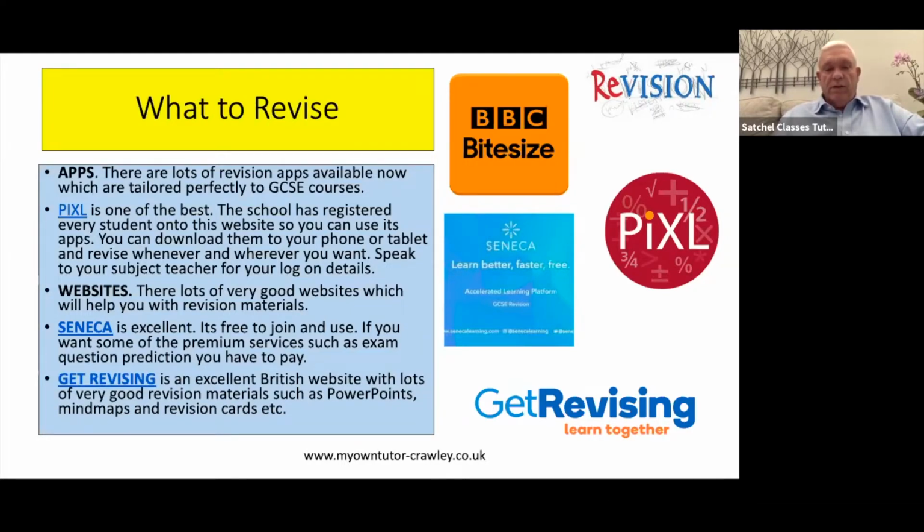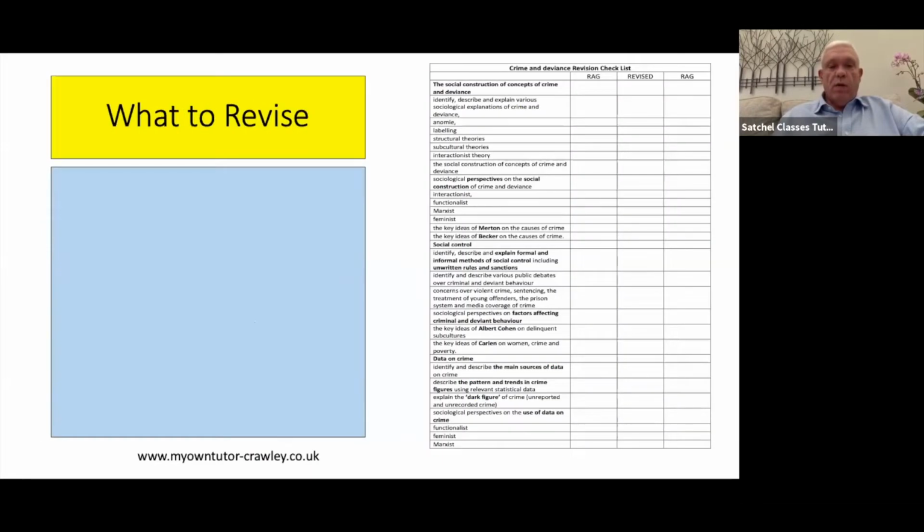Get Revising, as I said, is a British website. Lots of very good revision materials, PowerPoints, mind maps, revision cards, etc., which are going to help. Lots of them are produced by students, some are produced by teachers. It's really well worth having a look. And also, don't discount BBC Bitesize. Actually, there's lots of information on there as well.